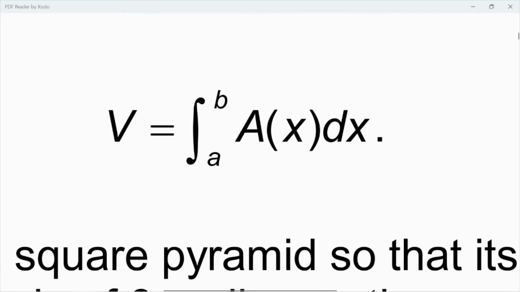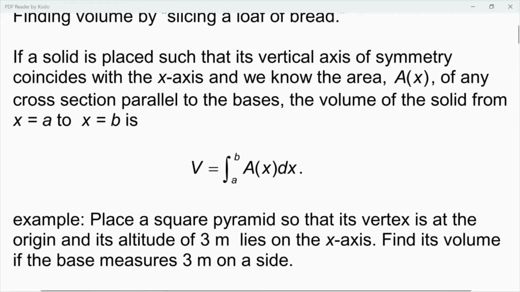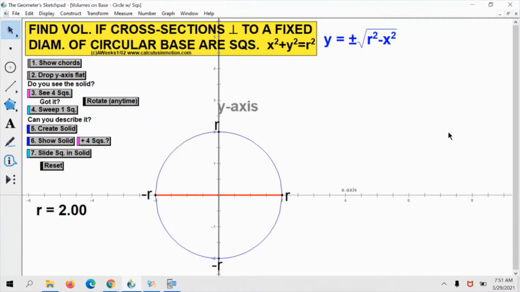Okay, so if you can get that through your head, like I said, this becomes a fairly simple idea because all we're really doing every time is trying to figure out what our cross section looks like. How do we find the area of the cross section? Once we figure that piece out, the rest of it kind of takes care of itself. So I wanted to show you some animations here.